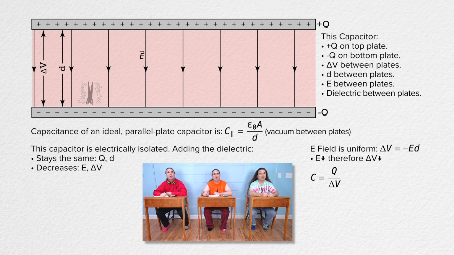And because capacitance equals charge over electric potential difference, and the charge stays the same while the magnitude of the electric potential difference decreases, the capacitance of the capacitor increases when the dielectric is added between the two plates. In other words, assuming that adding a dielectric to an electrically isolated capacitor does not change the distance between the plates, lowercase d, and the charge on the positive plate, capital Q, does not change because the capacitor is electrically isolated, the magnitude of the electric field decreases, which decreases the magnitude of the electric potential difference, which increases the capacitance of the capacitor.